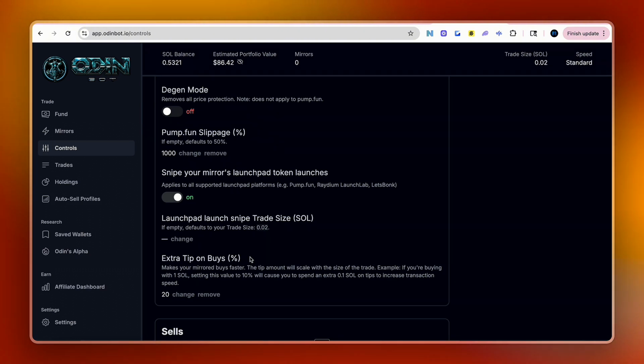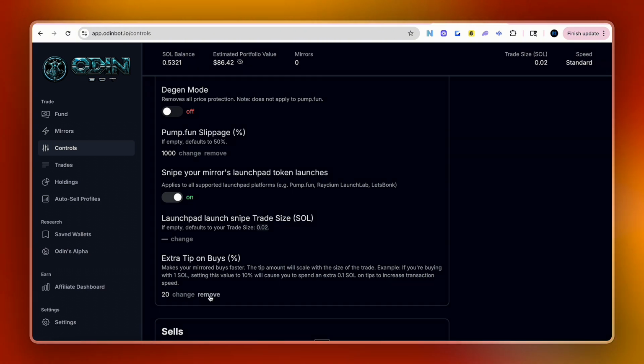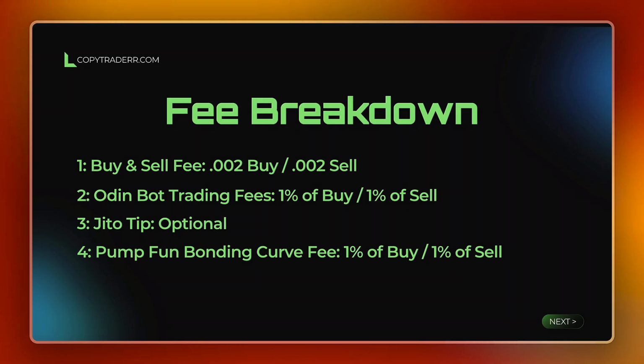So the more you tip, the faster you usually will get in. However, for the case of this video, we'll just assume that we are not tipping because it's absolutely not necessary. And the fourth fee is a fee that sometimes you pay if you're trading on pump.fun. That means anytime you trade on pump.fun, they take 1% of the buy and 1% of the sell as well to go towards the token's bonding curve.